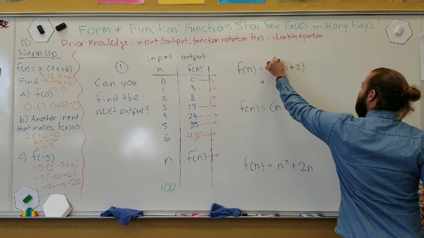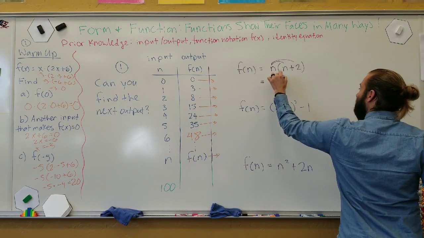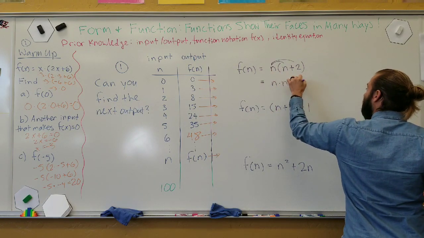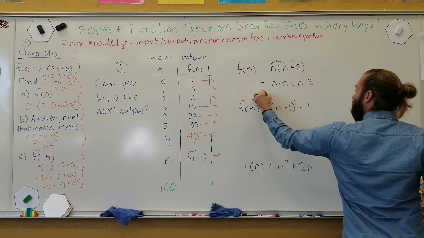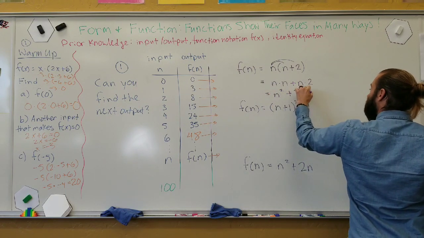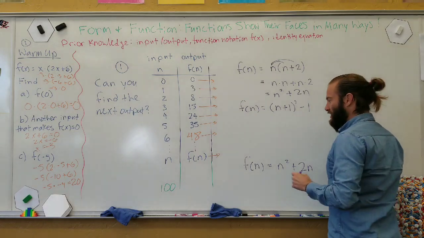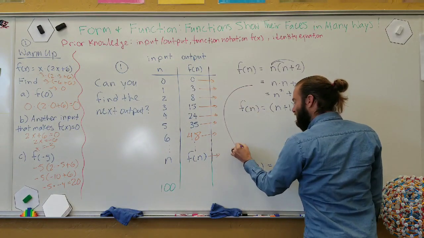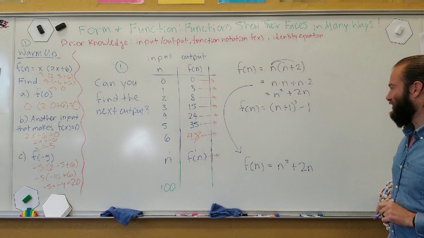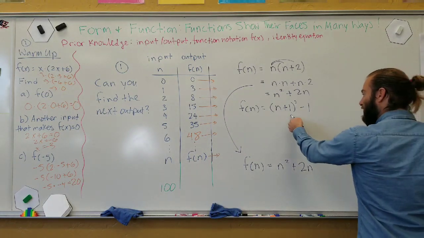If I actually distribute, n times n is n squared, right? And so this becomes n squared plus 2n. And guess what? Wait a minute. That ends up being the same as the third way we looked at. And let's take a look at this one.